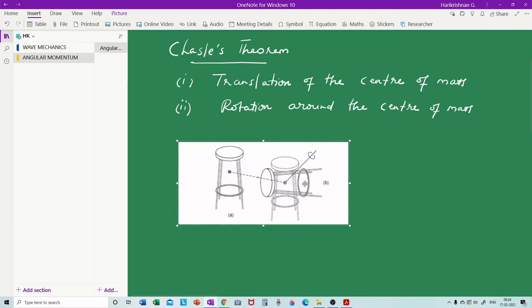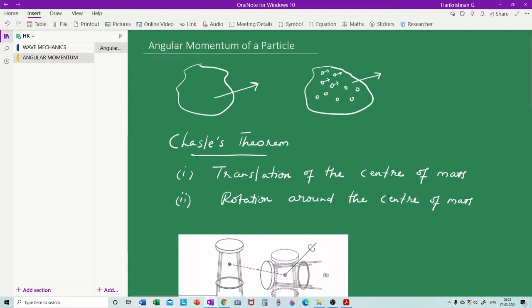So when this chair falls down, we can look at it as one step being the translation of the center of mass from here to here. And secondly, the orientation of the body is different. Here it is vertical, here it is nearly horizontal. So there is a rotation around the center of mass about maybe this axis. It is rotated in this way. So this general motion, the falling down of a chair, we can decompose into translation of the center of mass and rotation around the center of mass. This is the idea of Chasles' theorem.